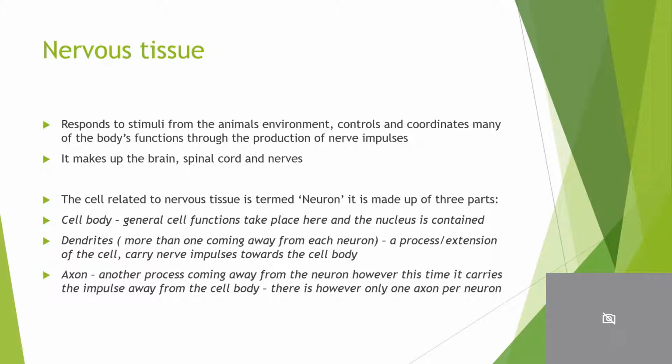We have the cell body. General cell functions take place here, and the nucleus is contained. Dendrites. We have more than one coming away from each neuron, as can be seen in the following image, and we term it a process or an extension of the cell, and they carry nerve impulses towards the cell body. The axon is another process coming away from the neuron, however this time it carries the impulse away from the cell body. There is, however, only one axon per neuron.